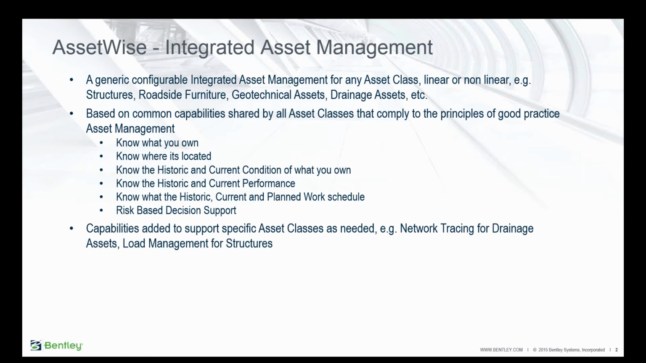Some asset classes may have their own requirements over and above that of the common core features of AssetWise. These additional features are added on top of the core features to satisfy the needs of that particular asset class in question. Examples of this may be network tracing for drainage assets or load management for structures.